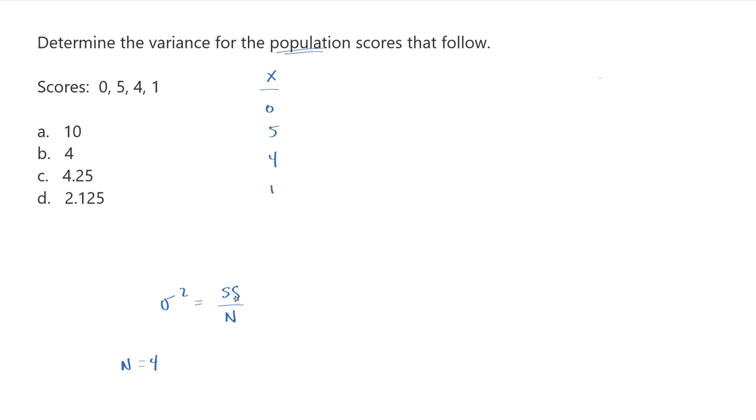But the sum of squares is going to require that we do some calculation. So let's choose a formula to work with. I'm going to go this time with the definitional formula. So the sum of squares is equal to the sum of the squared deviations from the population mean, which requires that I know what my population mean is.